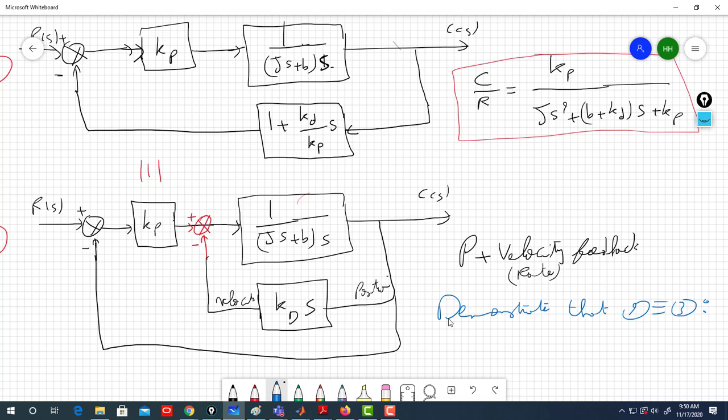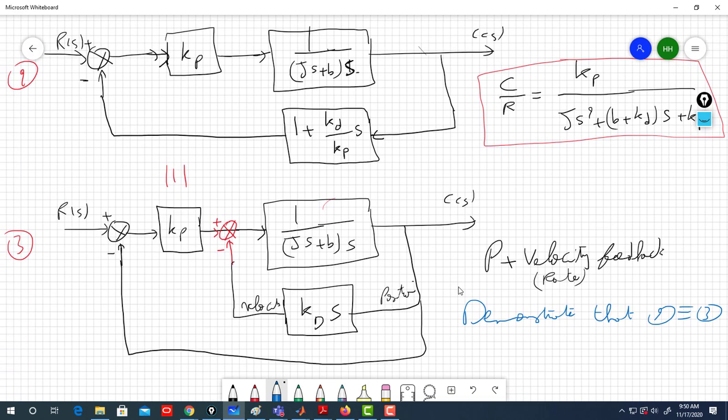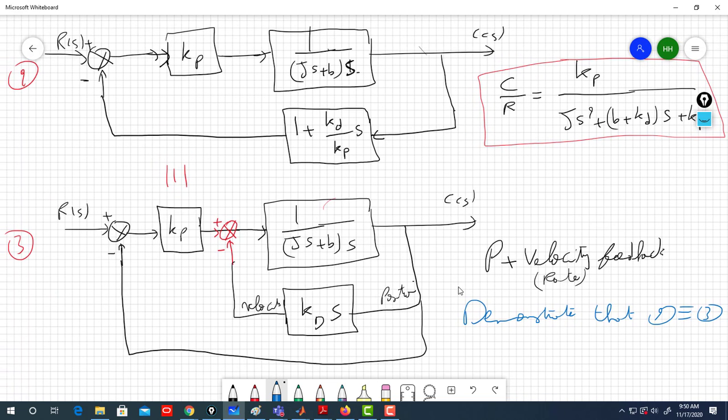Block diagram, doctor. So we minimize them to find C of S over R of S. You want to find the closed loop transfer function for system 2 and check if it is equal to the closed loop transfer function of system 3, right? Yes. Okay, excellent. That's it, as simple as that. That's what you want to do.